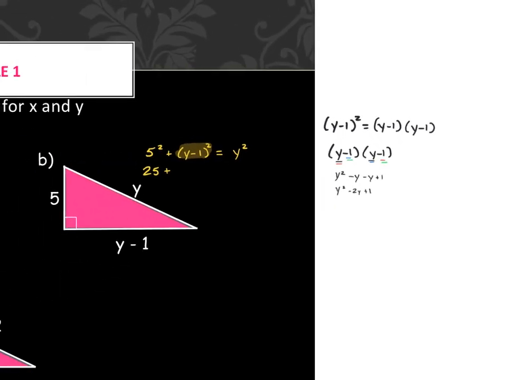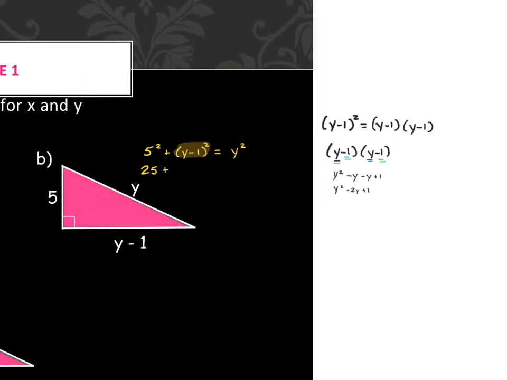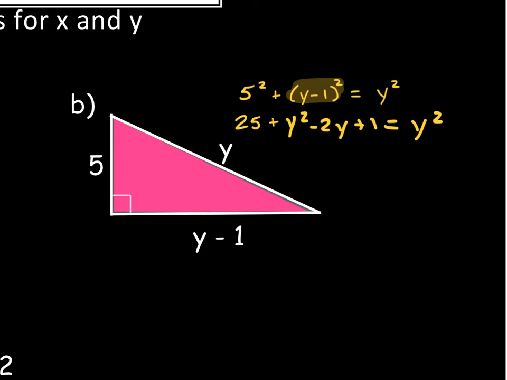We have to be very careful with that. So I'm going to highlight this because that's where this is coming from right here. 25 plus y squared minus 2y plus 1 is equal to y squared. Right? That became much bigger very quickly. All right, Colette, keep going from there.